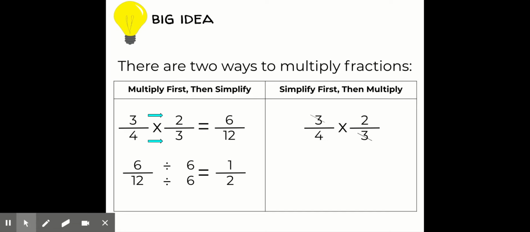Then I look at the other numerator and denominator and I ask myself, oh, can those be canceled out, or do they have a multiple that we could divide? And 2 can go into 2 one time and it can go into 4 two times. So that would work. That would give me two new fractions, 1/2 times 1/1. When I multiply across, I get 1/2. So either way, I get the same answer.